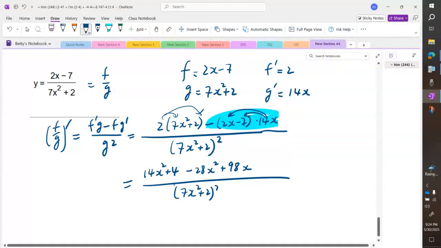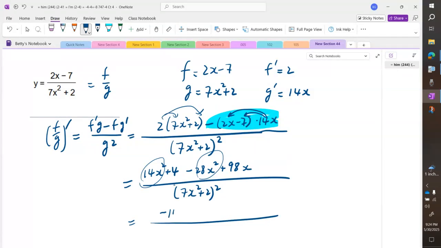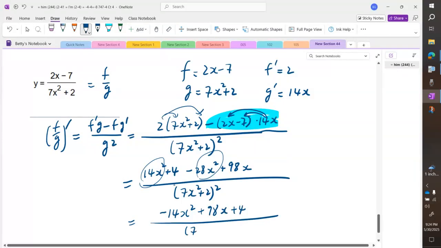Denominator, numerator. We can combine those two terms. Be careful, that's negative. So negative 14x squared and 98x plus 4. Denominator, 7x squared plus 2 to the power 2.